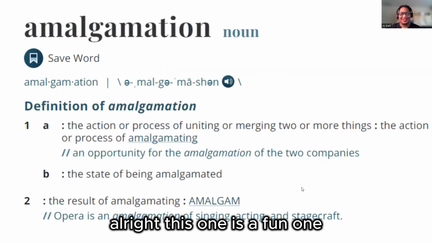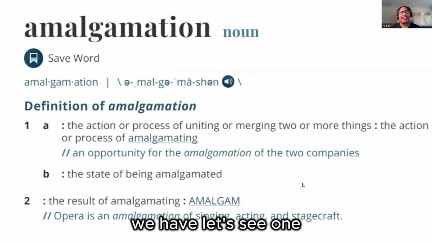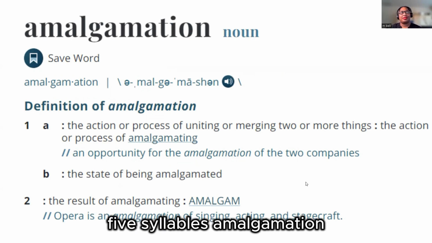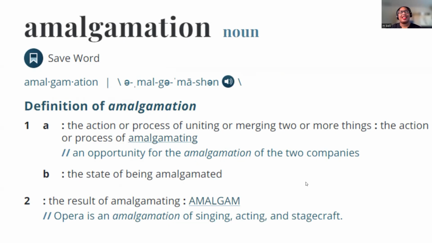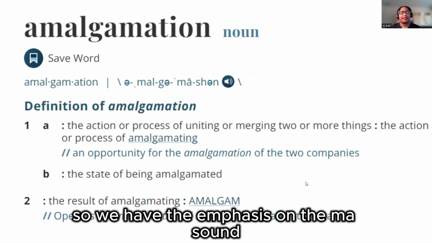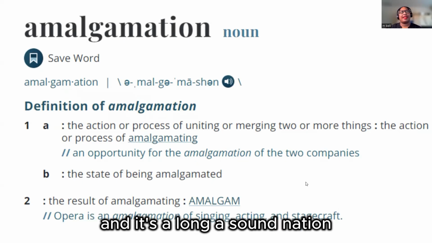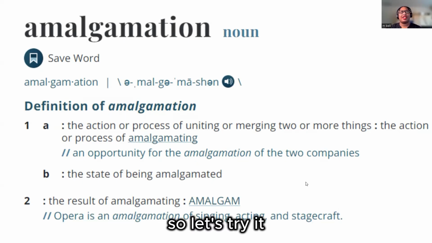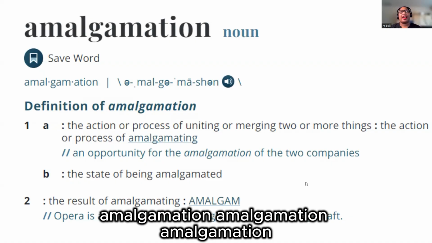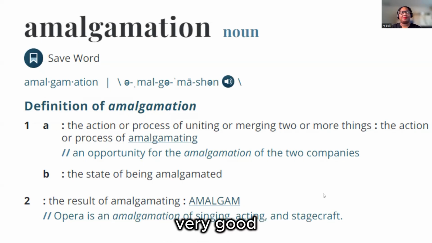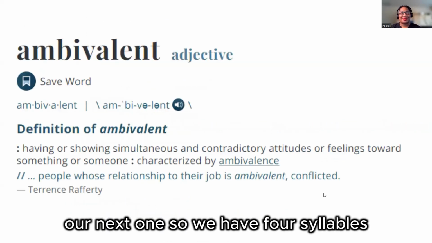All right, this one is a fun one. We have, let's see, 1, 2, 3, 4, 5 syllables, amalgamation. We have the emphasis on the M sound, and it's a long A sound, nation. So let's try it. Amalgamation, amalgamation, amalgamation. Very good.